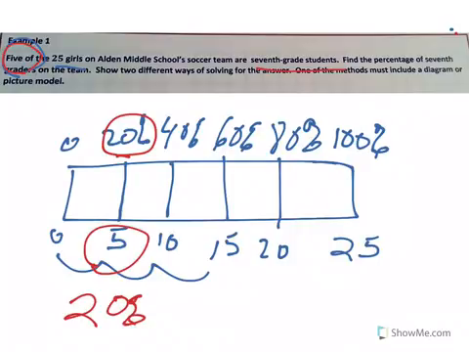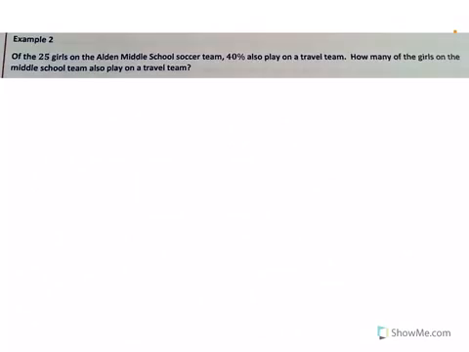All right, let's look at a couple more examples. This is example 2. It goes with that same word problem. Of the 25 girls on the Alden Middle School team, 40% of them also play on a travel team. How many of the girls on the middle school team also play on the travel team? Different question here. How many of the girls? It's not asking for a percentage, not this time. It wants to know how many girls.